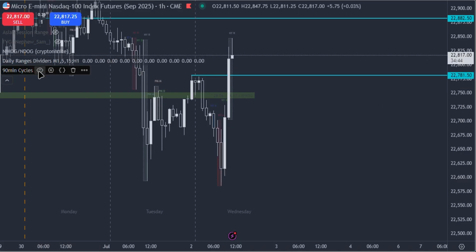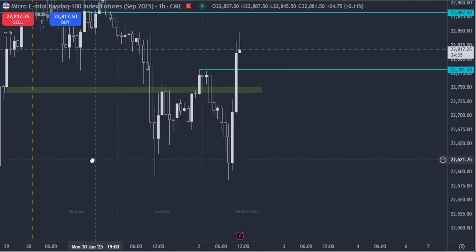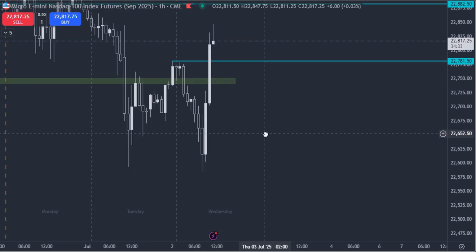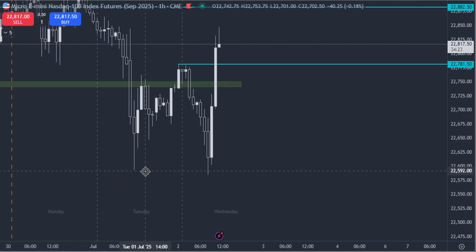And then I have the 90-minute cycles. I'll go into the lower time frame and I'll show you here in a second how that works. So previous session highs and lows, previous day highs and lows. So here, this is Tuesday.